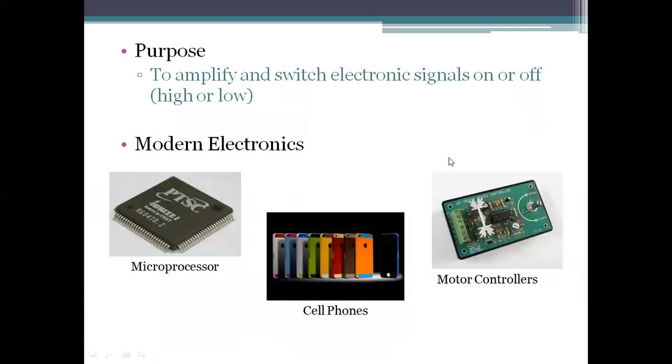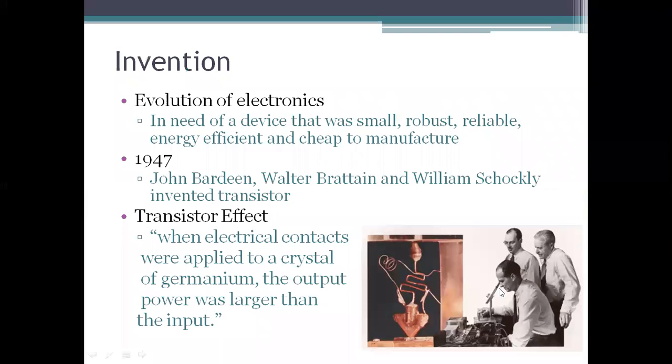transistor. The main purpose of using a transistor is to amplify the signal, and it is also used as a switch. It acts as a switch, as well as being used to amplify the power of the input signal. Here you can see applications like microprocessors, cell phones, motor controllers and so on. These are applications of transistors.